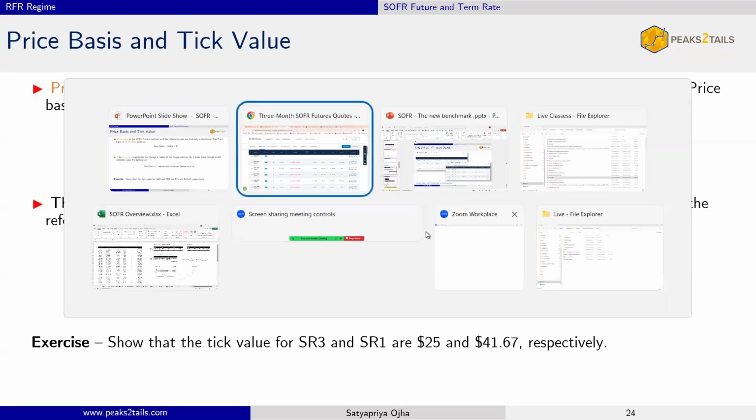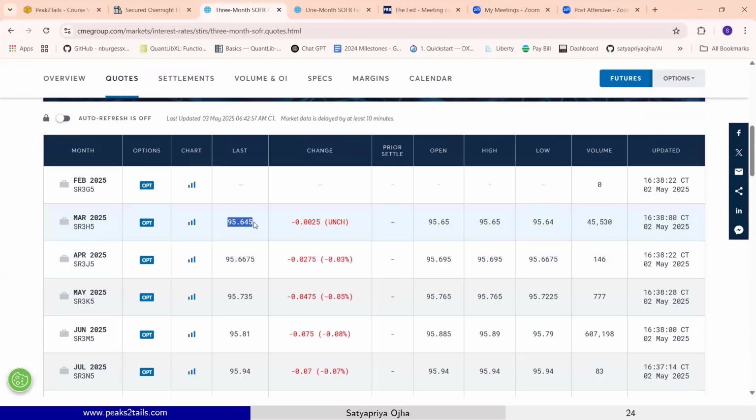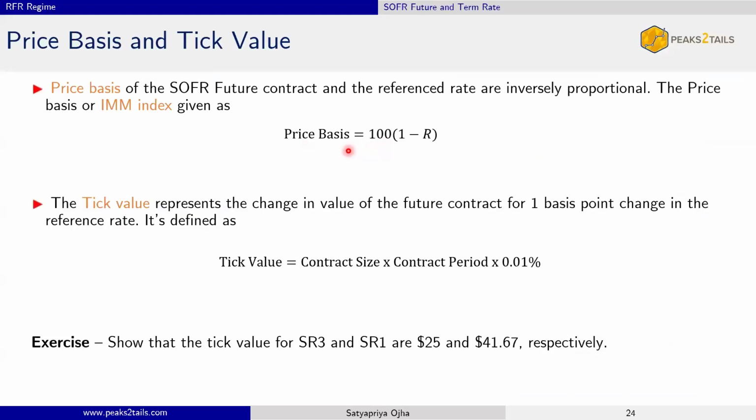So let me show you the website. Here, if you see, the last price is 95.645. If you do 100 minus this, you get the rate. It will be 4 point something. That's the 3 month rate. But between which two dates? It's a 3 month rate, yes, starting from March, April, May, June, March to June. What are those dates? Let's talk about that. So the price formula is easy. It references the underlying 3 month rate. Price is just 100 times (1 minus R).